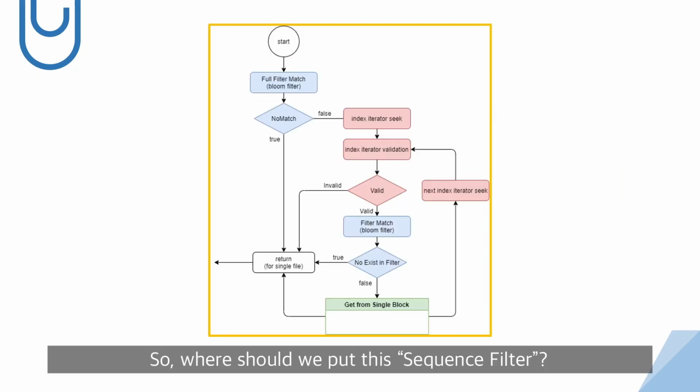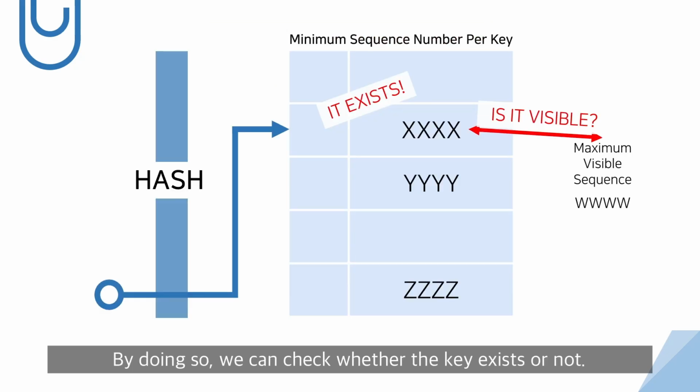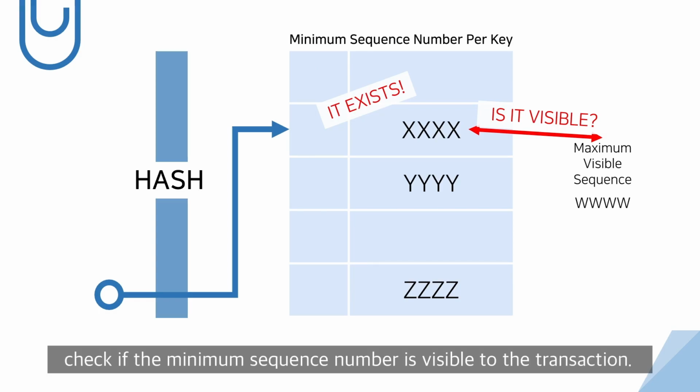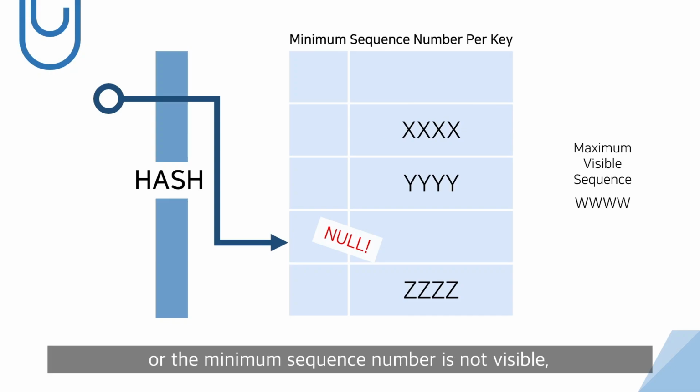So, where should we put this sequence filter? Right after the first Bloom filter. By doing so, we can check whether the key exists or not. If the key exists, check if the minimum sequence number is visible to the transaction. If the key does not exist or the minimum sequence number is not visible, skip the file traversing.